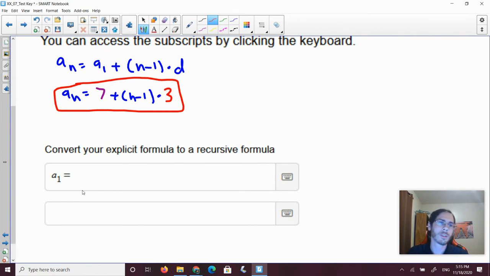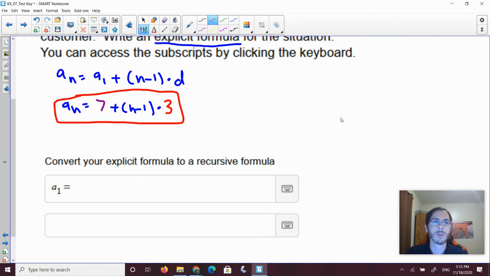The question afterwards says to convert the explicit formula to a recursive formula. Well, the first thing it says is a sub 1 equals. A sub 1 is 7, so that's how we fill out the first one. And then the second one is the actual form of the equation: a sub n equals a sub n minus 1 plus, and we put d in for that value, so 3. Remember, this value is always going to be whatever d is. If you're decreasing, then instead of plus 3, you could say plus negative 3 or minus 3. That's an explicit to recursive formula.